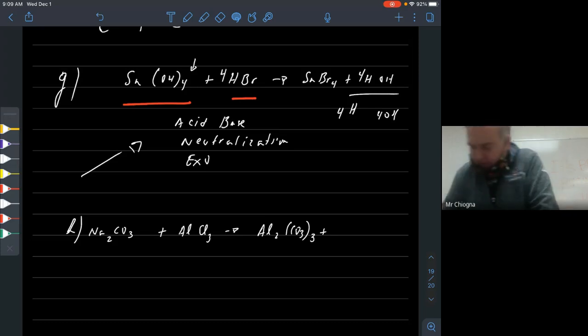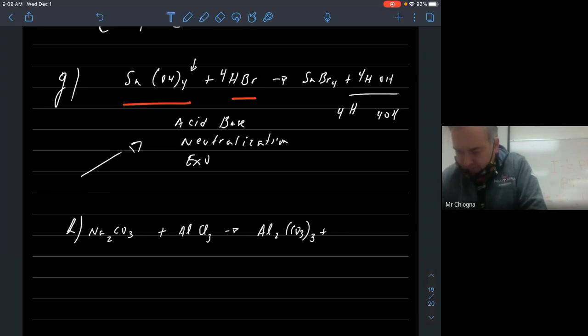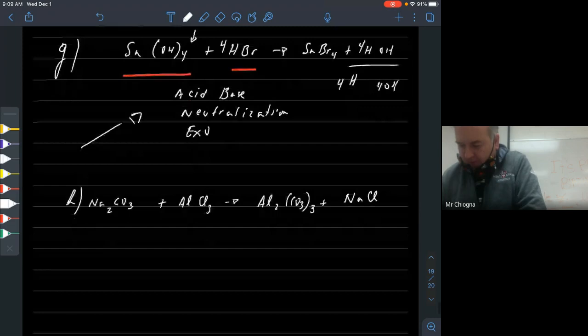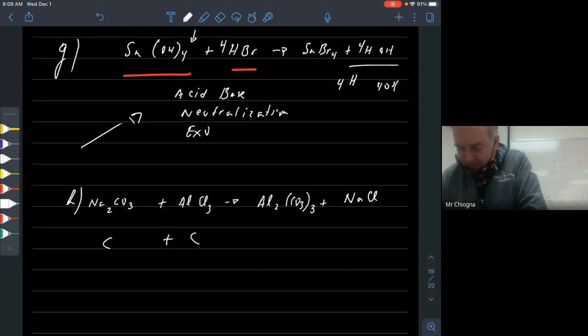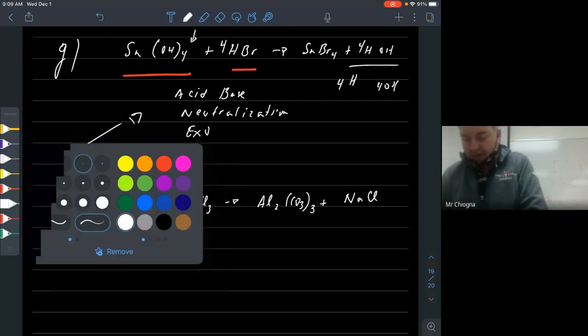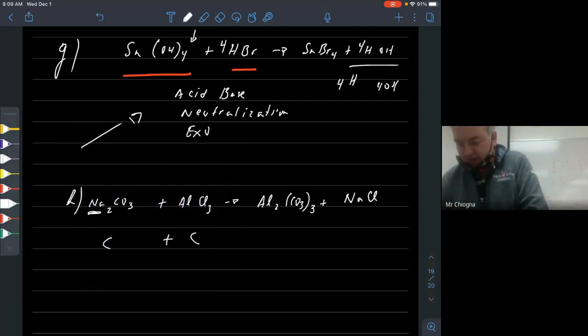And sodium chloride. Sodium chloride is what we call table salt. It's just what we refer to as normal salt. So compound plus compound. What does that remind you of? Yeah, it's probably double replacement. Let's just double check. That means these 2 metals should switch places, and they do. So it is double replacement.